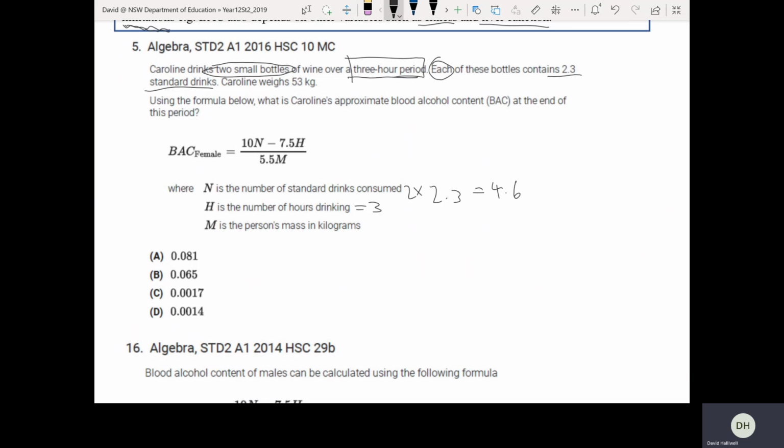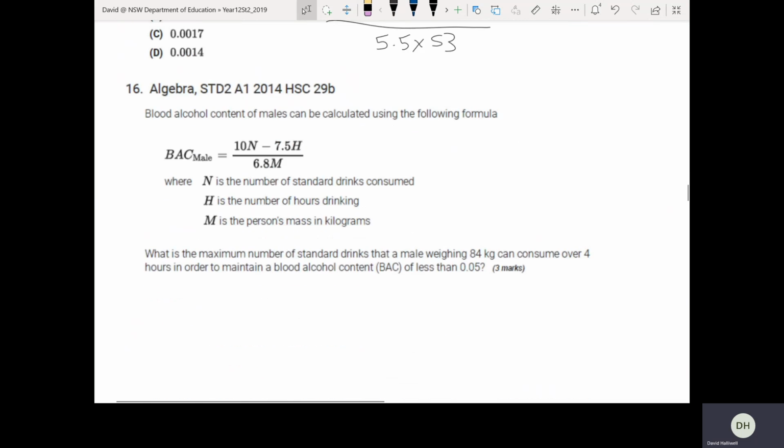It's 4.6 standard drinks, so be aware they'll try and trick you there because you'll drink multiple of something, so you've got to multiply the number of standard drinks. And the weight is 53 kilograms. Now we've got each of these variables, we can work out the blood alcohol at the end of the period. We're just substituting into the formula now, times by the H, which is 3 over 5.5 times the M, which is 53. And then you just put that into your calculator, and I got A to 3dp. All right, next one.